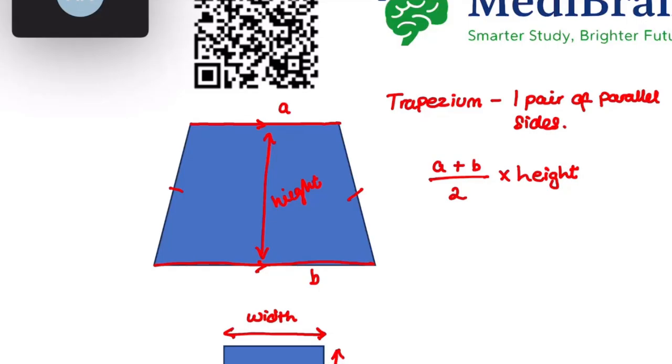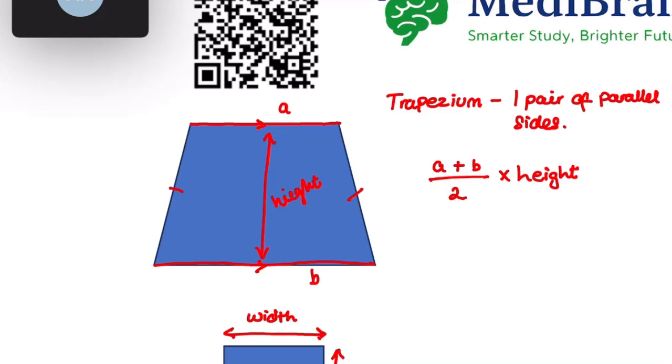Just remember, in order for a trapezium to exist, there has to be one pair of parallel sides, not two. If there were two pairs of parallel sides, it would either be a rhombus or a parallelogram. It has to have one pair of parallel sides. So this shape over here has one pair of parallel sides, so it's classified as a trapezium.